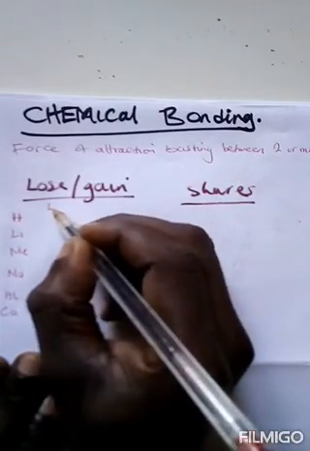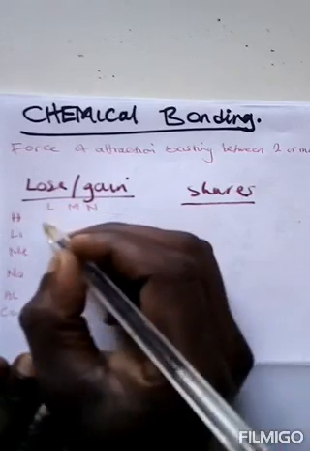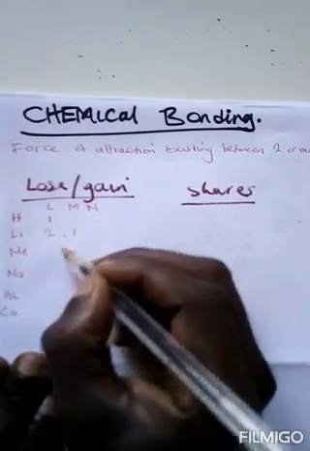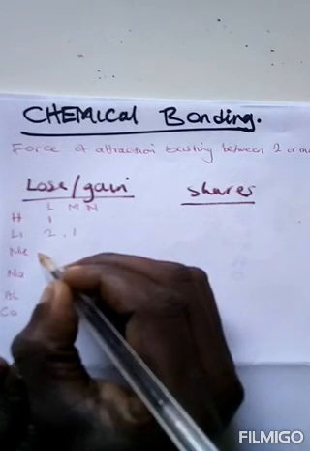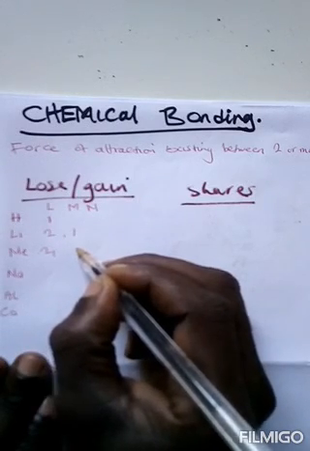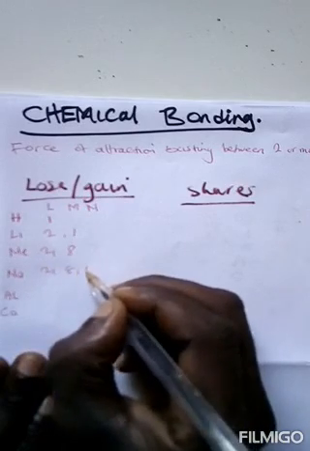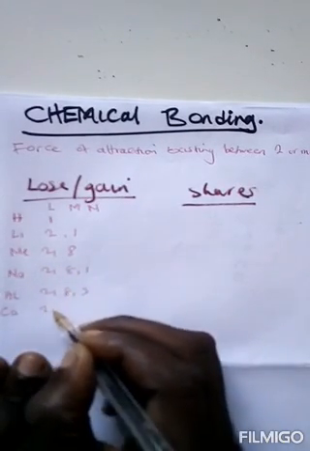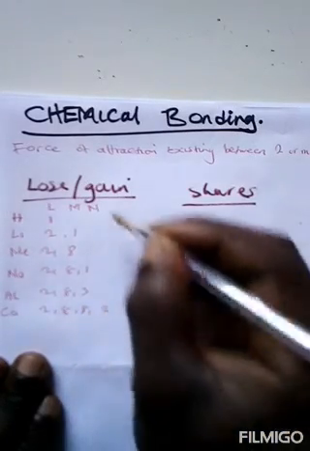So we have the first shell K, then L, then M. For lithium we have 2, 1. Neon is 2, 8. Then sodium is 2, 8, 1. Then aluminium 2, 8, 3. Then calcium 2, 8, 8, 2, which is shell 4.